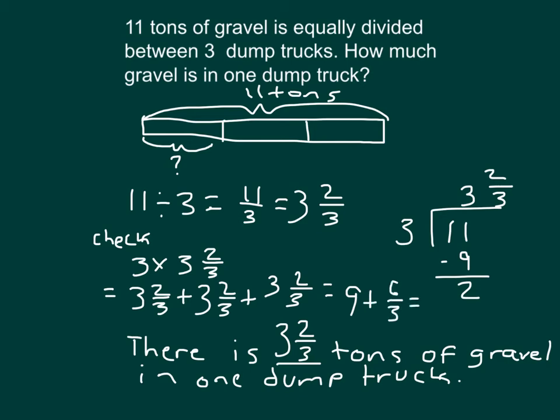6 thirds does equal 2, and so 9 plus 2 does equal 11, which is the original amount of gravel that we were dividing amongst each of those dump trucks. So within one, it is correct. There is 3 and 2 thirds tons of gravel in one dump truck. So we have a tape diagram showing us how we are working through these problems here.